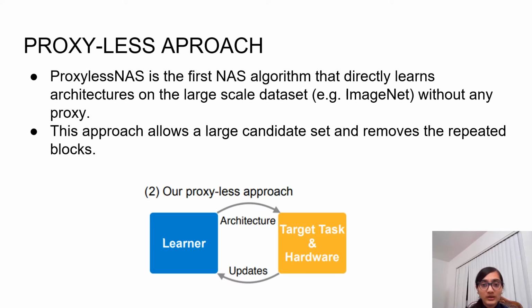So in order to avoid this overhead of building architecture on small and then transferring it to the larger or the target task, which is taking more computational time, as well as being a burden to have three layers in the construction of the architecture, we have proxyless architecture where it builds and learns the architecture on large data sets directly. So this removes the repeated blocks which come during the architectural design.